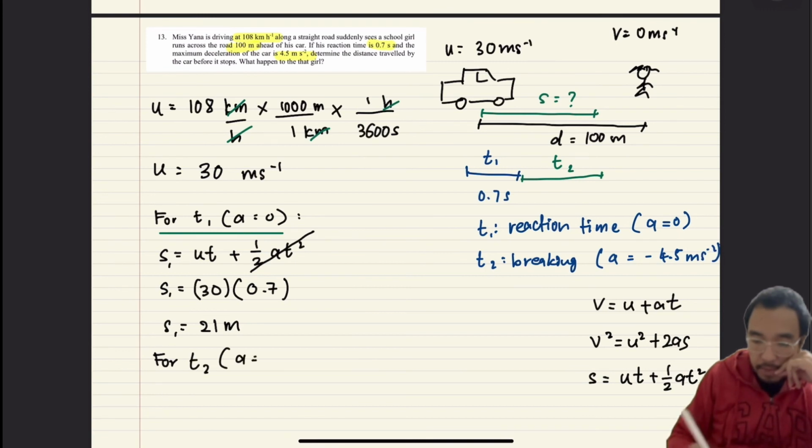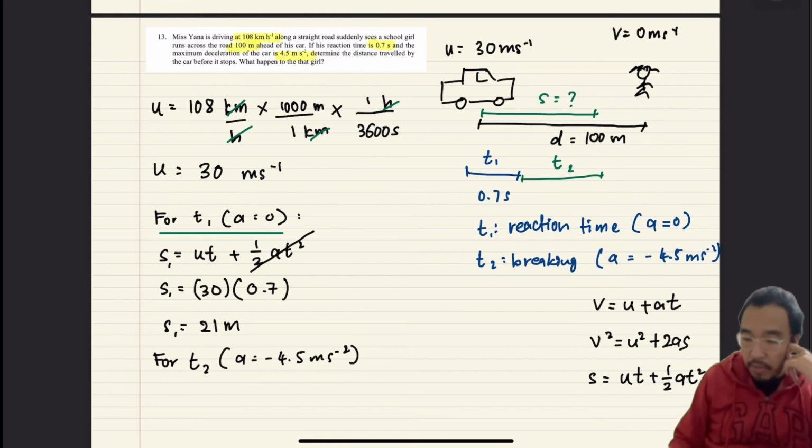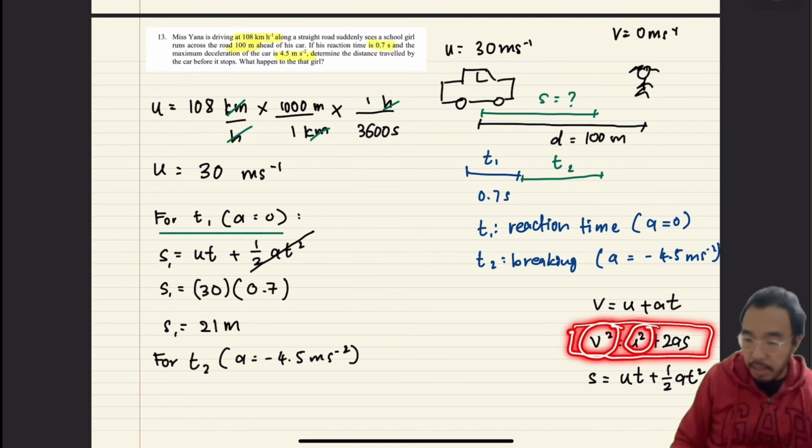Where A is equal to negative 4.5. Now you don't have the time, but you do know that the final velocity is equal to 0. So you can use the second equation, the one without the time. V is equal to 0. Your U is still 30 meters per second because you didn't brake just now. And you can find the S.